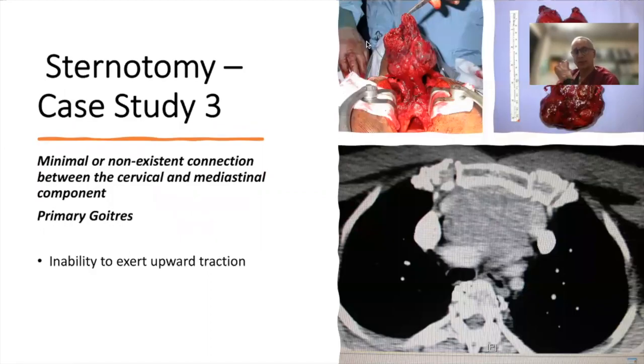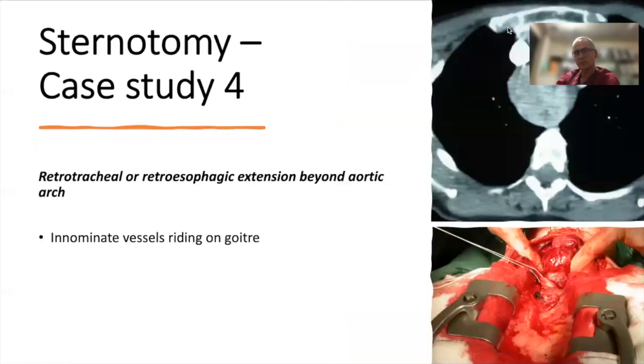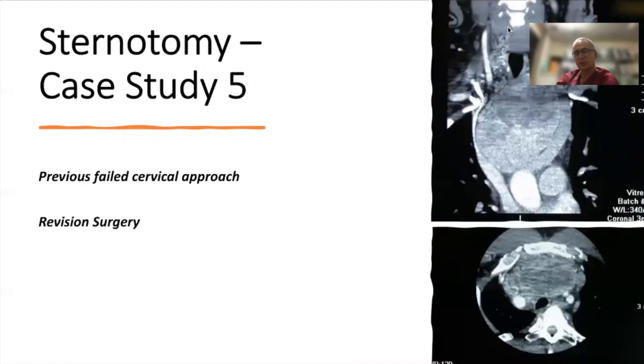Then there'll be some patients in which there's no connection. So you can see for instance here, there's no connection between the components of the goiter, and therefore you cannot really dissect them and exert traction. And of course the primary goiters. The fourth type would be those patients who do have retrosternal, retrotracheal, or retroesophageal extension, and sometimes it's very difficult to get them through the neck, because you don't have enough ability to maneuver the actual goiter. And of course the revision surgery, as we said before.